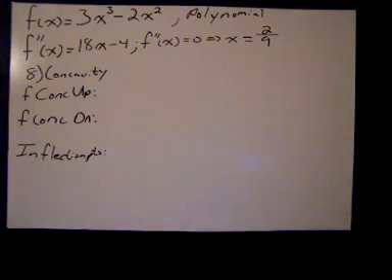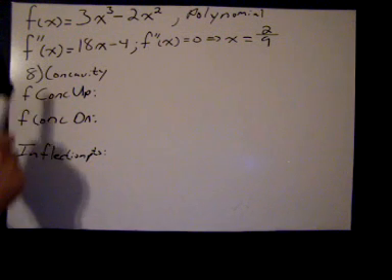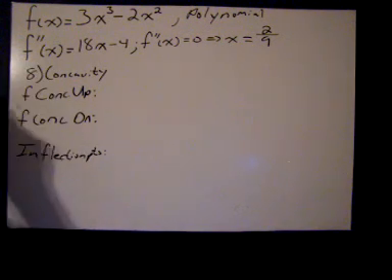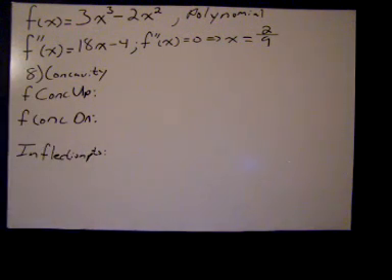Good morning. Today we're going to continue with the function summary of the polynomial function f of x equals 3x cubed minus 2x squared. We've already looked at the relative max and mins, increasing and decreasing with the first derivative. Now we're going to look at concavity with the help of the second derivative. The second derivative of this function is 18x minus 4.